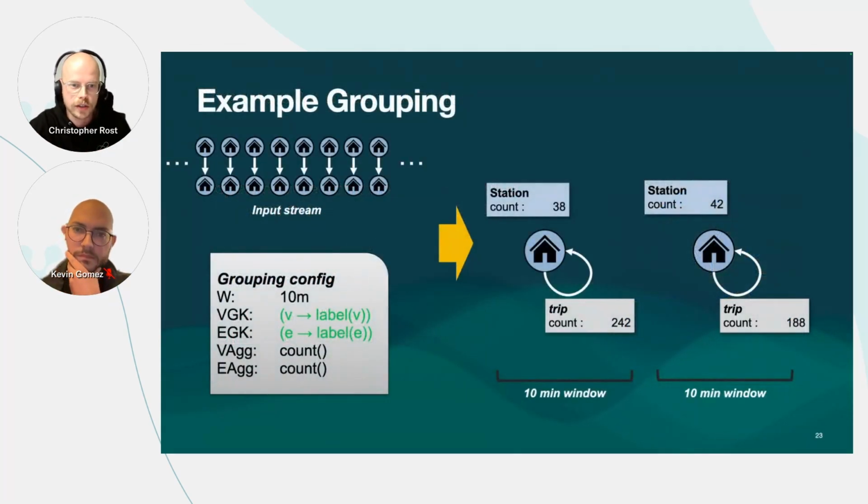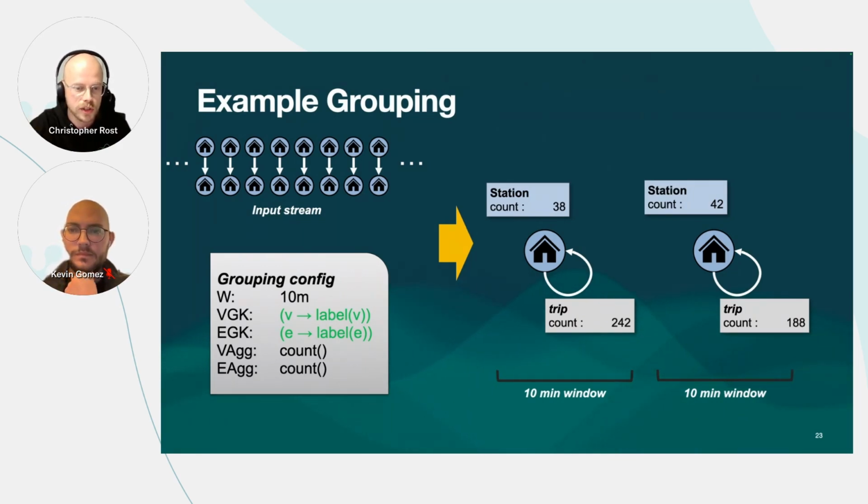And here's an example of how this Graph Stream Zoomer works. On the top left we have an input stream of bike rentals between rental stations. That's our input stream. On the bottom left we have our grouping configurations. We say a window of 10 minutes.